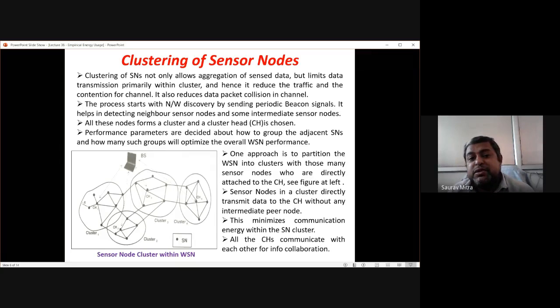So the process starts with network discovery by sending periodic beacon signals. That means after all the nodes are deployed within the area, each node tries to find out its own location. That is actually called network discovery. After the network discovery happens, all these nodes are sending the data back to the local cluster head, or to the base station if the base station is accessible for all the nodes.